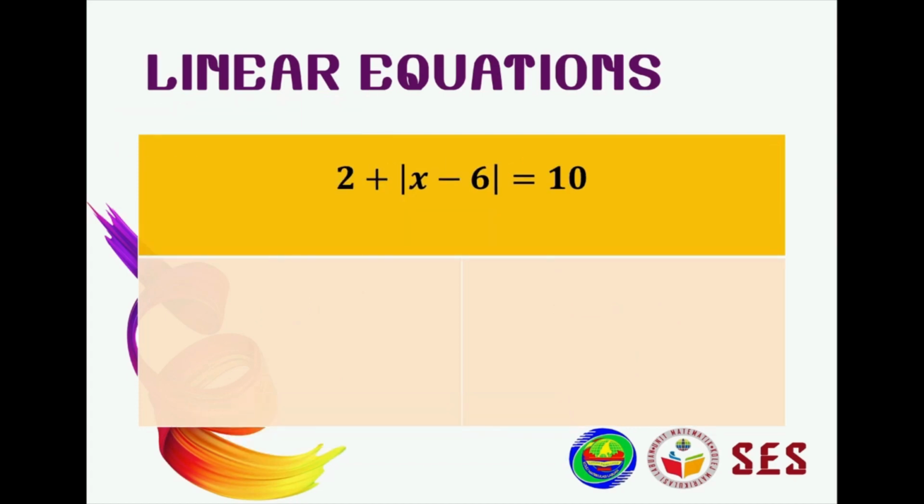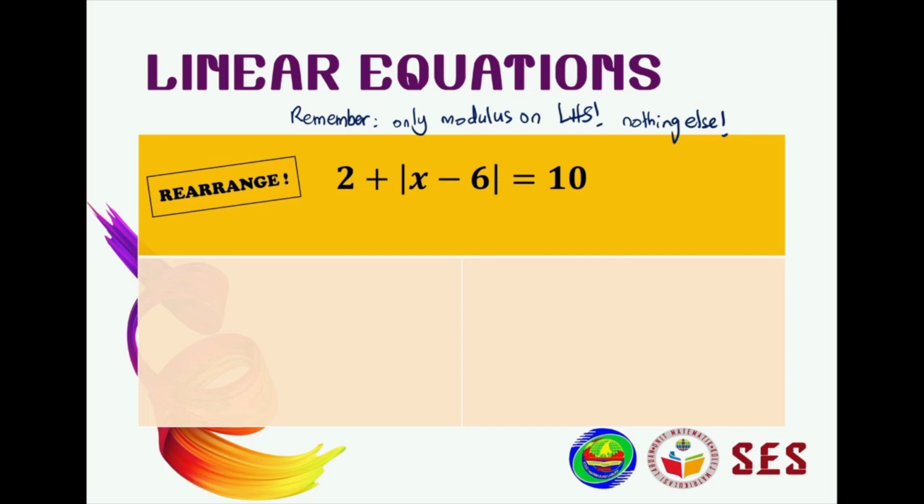On our next example here, I have 2 plus modulus x minus 6 equals 10. We cannot open the modulus yet because we need to make sure we have only modulus on the left hand side. So remember, make sure only modulus on left hand side, nothing else. Okay, so we need to rearrange and bring 2 to the other side. So we get modulus x minus 6 equals 8.